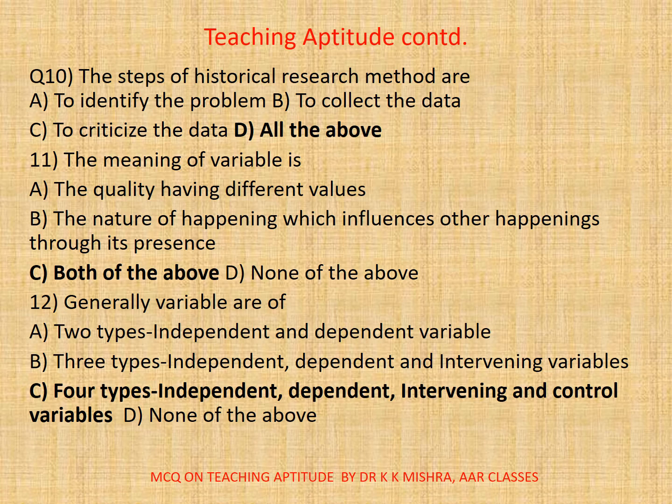All. 11. The meaning of variable is: A. The quality having different values. B. The nature of happening which influences other happenings through its presence. Or C. Both A and B. Or D. None. So the correct option is C. Both of the above. 12. Generally variables are of, correct option C, 4 types: independent, dependent, intervening and controlling or control variables.